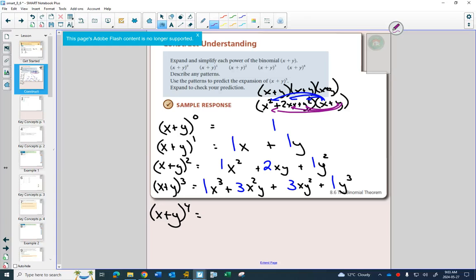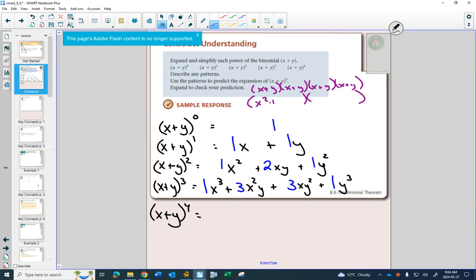And if you did x plus y to the 4th, if you did it the old way, you'd have x plus y times x plus y times x plus y times x plus y. And since 2 of them you already know is x squared plus 2xy plus y squared, you could do that.